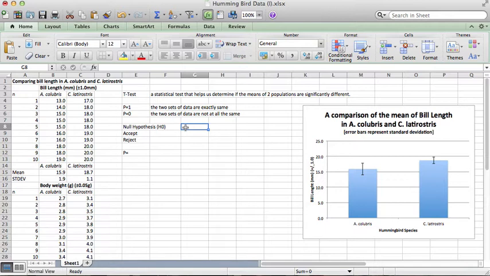Anytime you run something on Excel with a t-test, it's going to give you that probability factor. Please realize that this is different than doing a t-test by hand, but for our purposes, we're just going to learn how to do it using Excel.